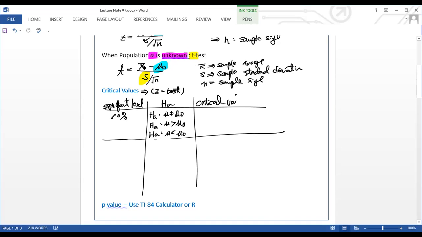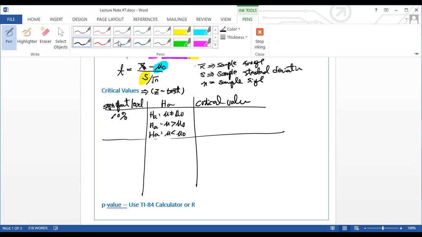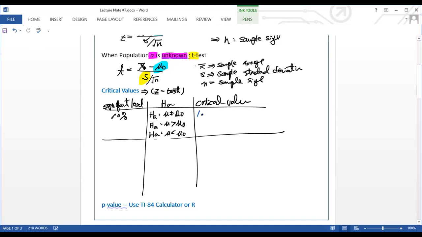Okay, so this is the critical value. I put it here. Okay, so those are the critical values. This is 1.64 or negative 1.64, and this is 1.28, and this is negative 1.28, right? I'm going to show you how I find those values here.